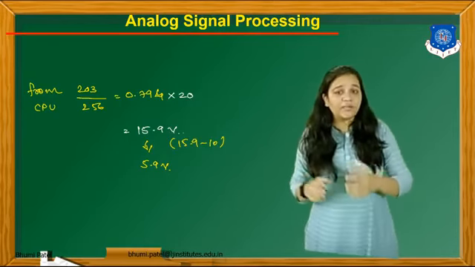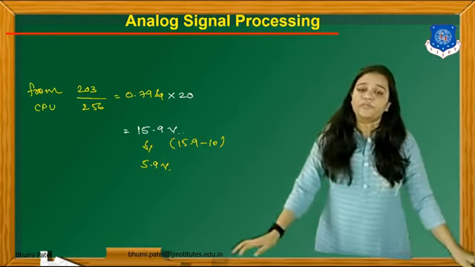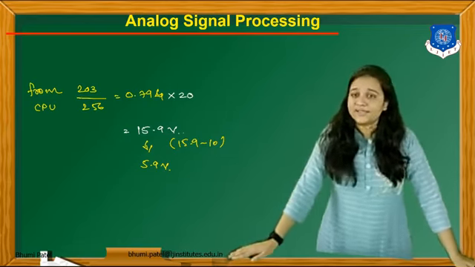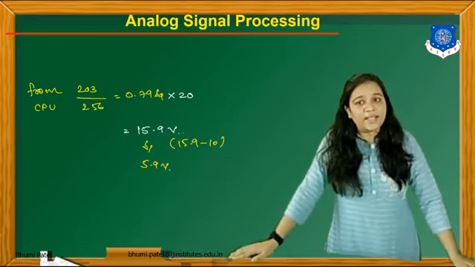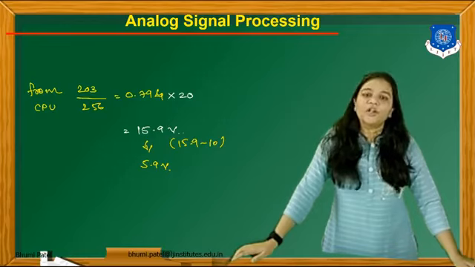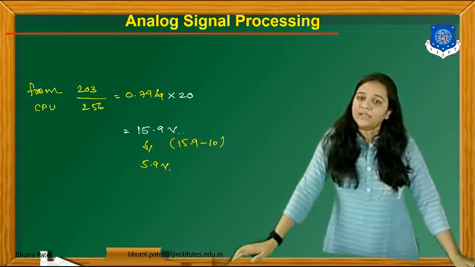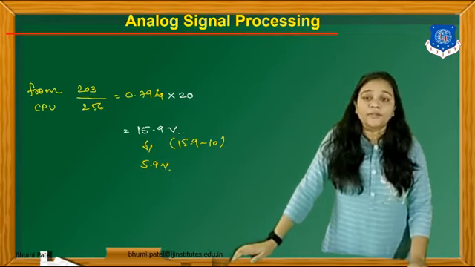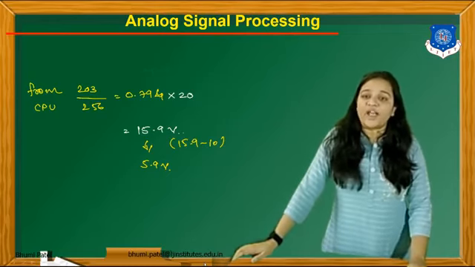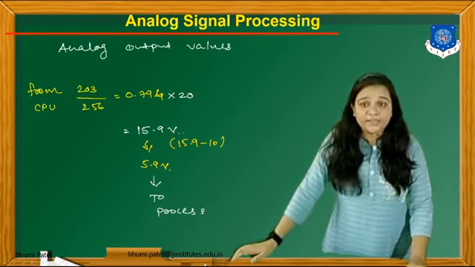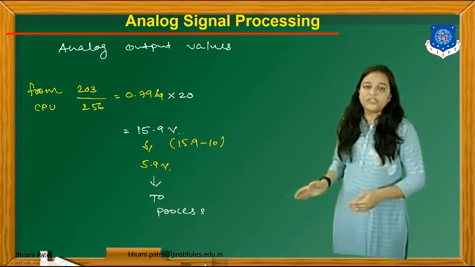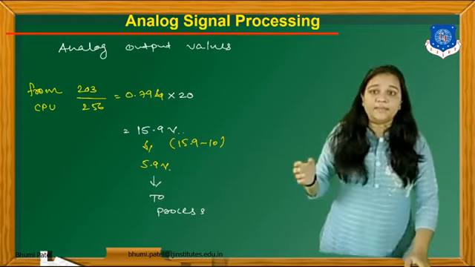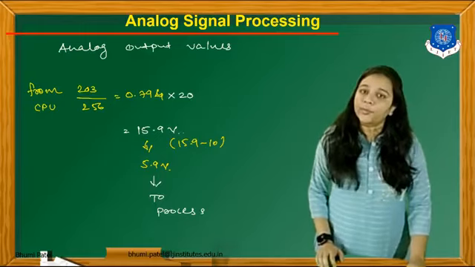If the limit is given 0 to 10 volt, we can easily solve this example, whatever answer is there minus 0, that is equal to the same answer. Okay, but here the limit is given minus 10 volt to plus 10 volt. So our final answer is 5.9 volt. This voltage is going to this particular process and this is for the analog output value.